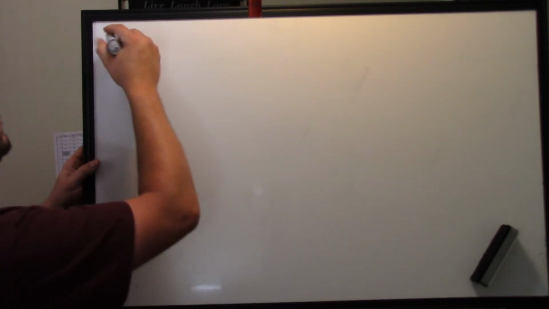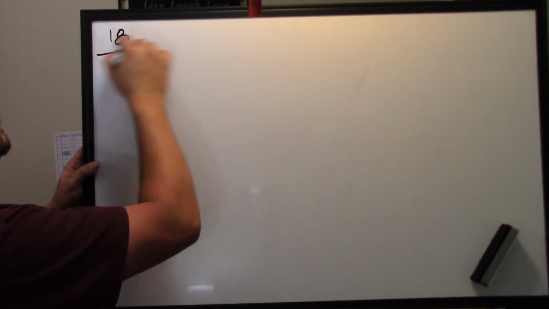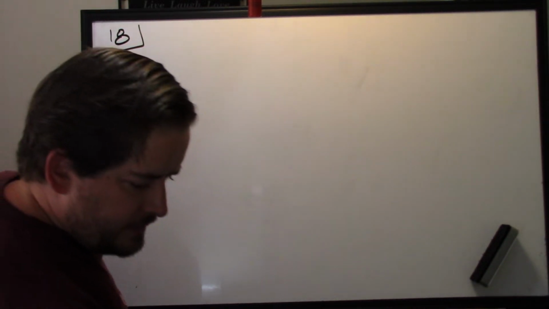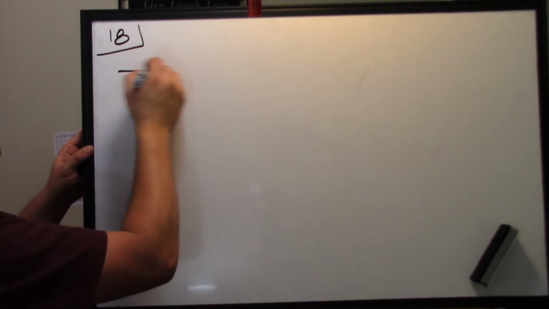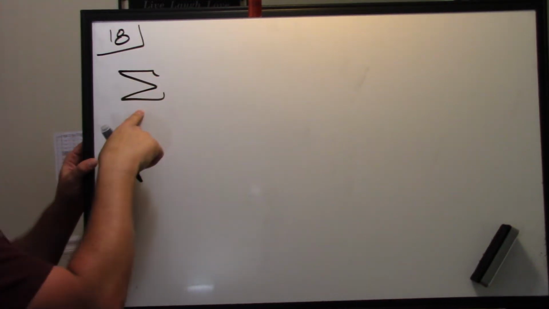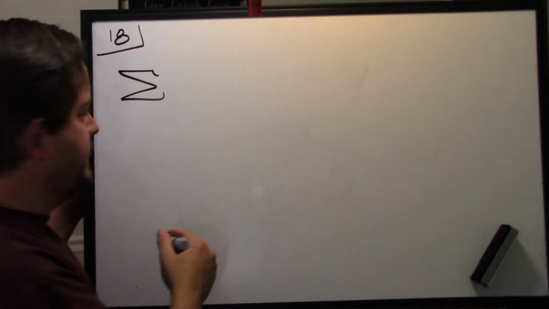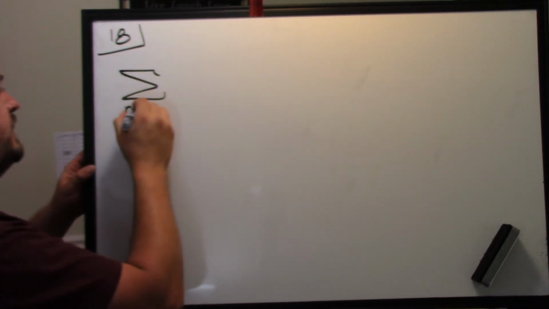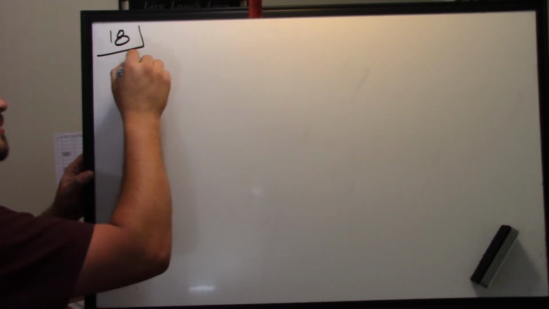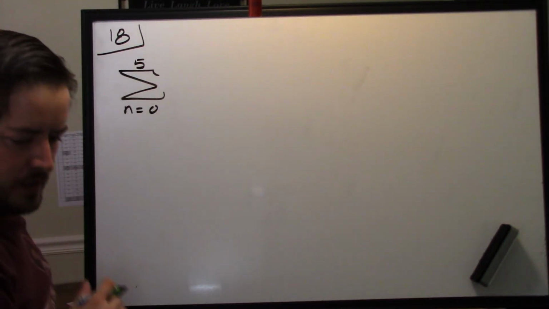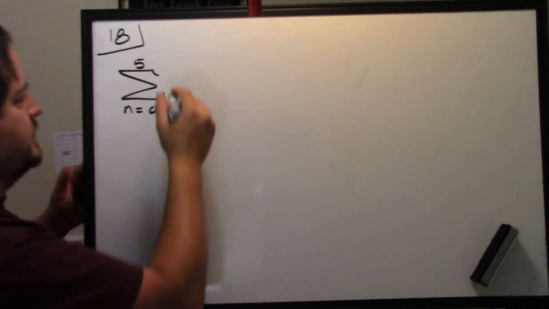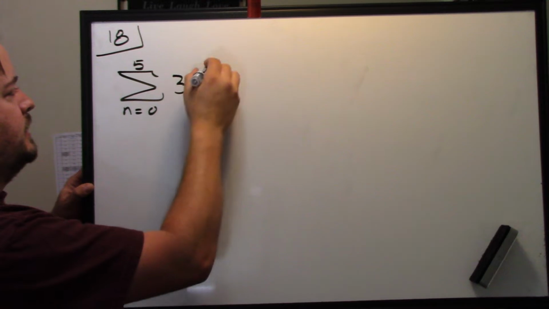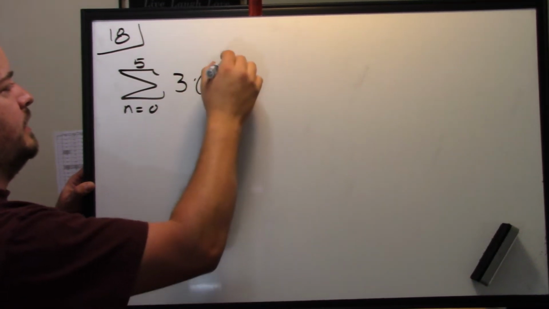Okay, let's look at 18. 18 has a sum in summation notation. This is the Greek letter sigma. It's like a capital S for sum. And we go from n equals 0, that's our starting point, and our end point is 5. And the expression is 3 times 1/2 to the n.